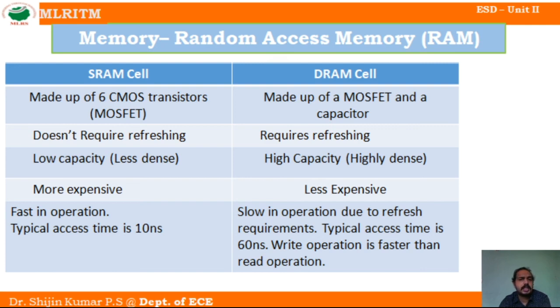DRAM cells are less expensive, but slow in operation due to refresh requirements. Every time it has to be refreshed. The typical access time is 60 nanoseconds, and the write operation is faster than the read operation. So these are the differences between SRAM cell and DRAM cell.